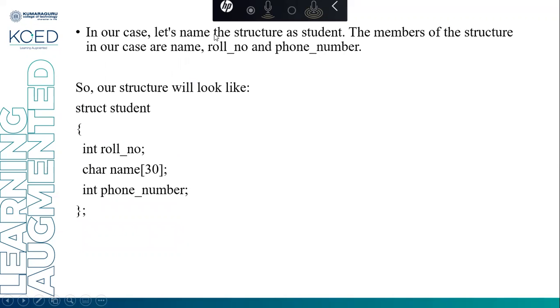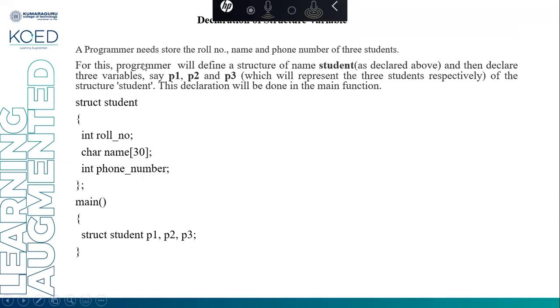In our case, let's name the structure student. We have to give a suitable name to the structure. We are creating a structure student. The members of the structure are name, roll number, and phone number. struct is a keyword, and student is the structure name. I have three members for the student. One is roll number, an integer. Name is a character array of size 30, and phone number is an integer. So I declare struct student, open brace, integer roll number, character name of 30, and integer phone number. After the closing brace, I have to give a semicolon. This is the normal way to create a structure.